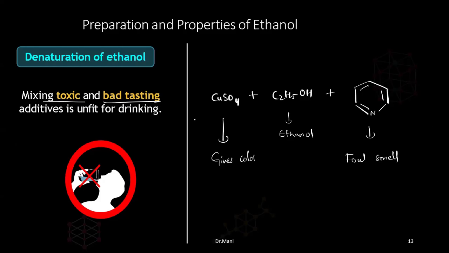So just remember, for this ethanol, we are adding some coloring agent and we are adding some foul smelling pyridine, so that it is not used for beverages. Because of this, it is unfit for drinking. So this process we call the denaturation of ethanol. Why do we do the denaturation of ethanol? To make it unfit for human consumption, so that it will be used for some other purpose.